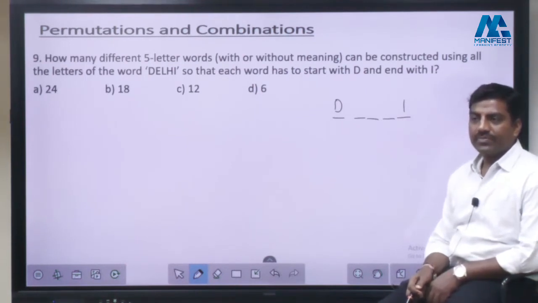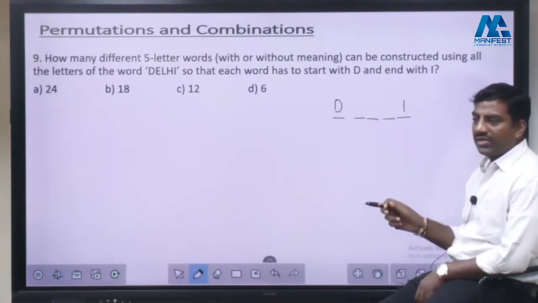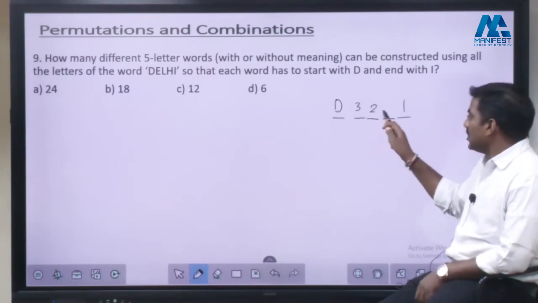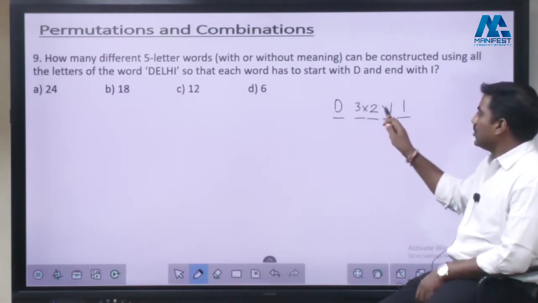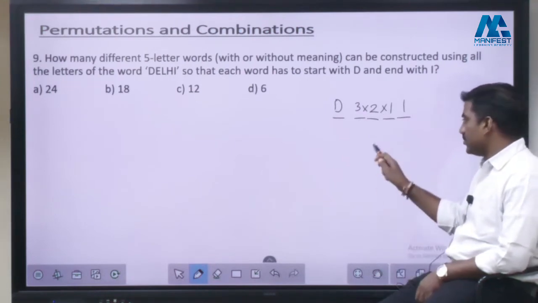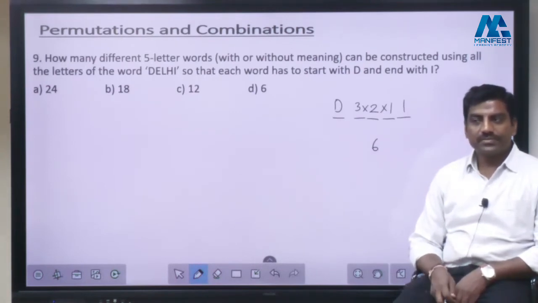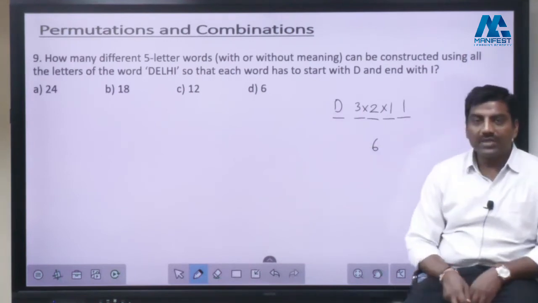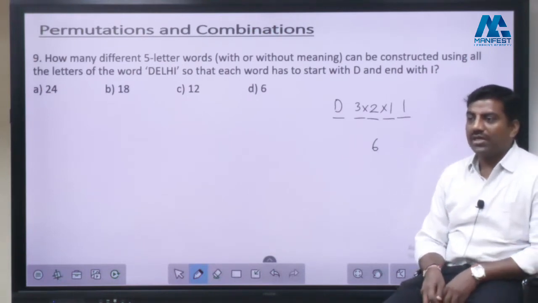Now which letters are left? E, L, H. This can be filled in how many ways? 3 ways, no? Then this can be filled in how many ways? D and I are fixed. And when they say using all the letters of Delhi, that means you have to use all 5 letters. 2 are already consumed. 3 can be put in 3 factorial ways. 3 into 2 into 1, 6.